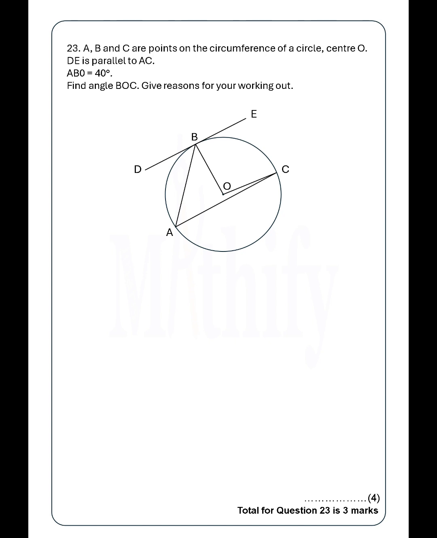Question 23. A, B, and C are points on the circumference of a circle, center O. DE is parallel to AC. Angle ABO is equal to 40 degrees. Find angle BOC. Give reasons for your working out. This topic is circle theorem.